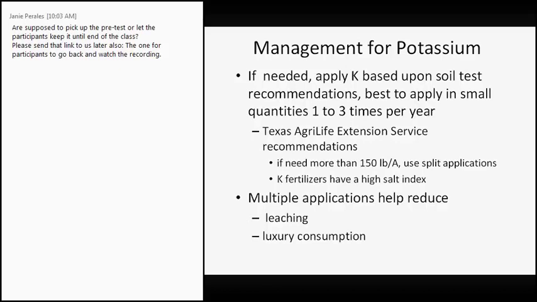We would usually recommend that you put out about half to 2/3 at green up, and then you would come back with the other half to 1/3 at the second application of your nitrogen. So you get it split roughly 2 ways there. Multiple applications also help reduce that leaching potential, especially if you have the very sandy soils. If you've got the medium textured to very fine textured soils, you're not going to lose the potassium.